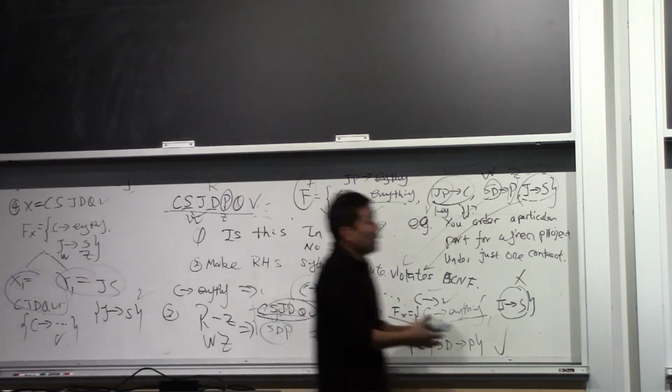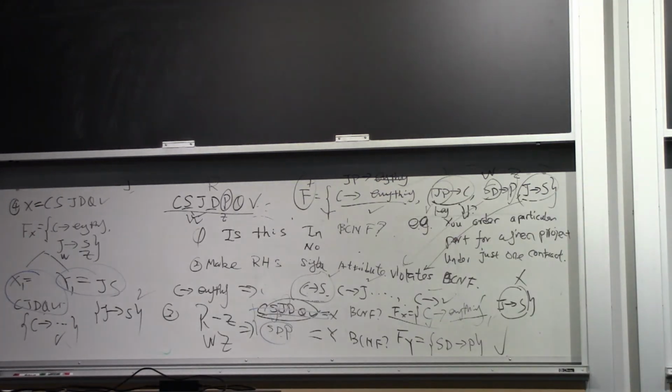Okay, so to summarize, you start with R. The whole process is like this, right? It's like a tree. You start with R and F. You decompose R into R1 and R2 using one FD from F that violates BCNF. Then you check. If R1, you got F R1, you do the projection onto these two, and you further decompose this if R2 is not BCNF.